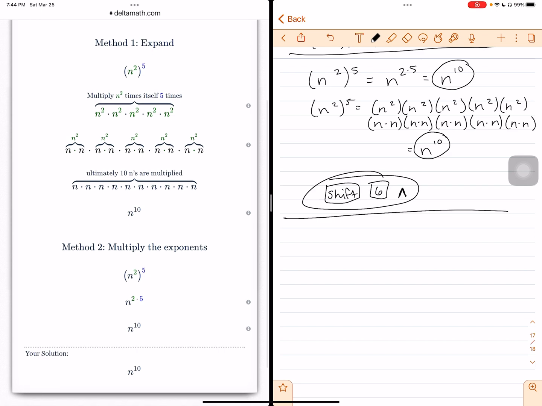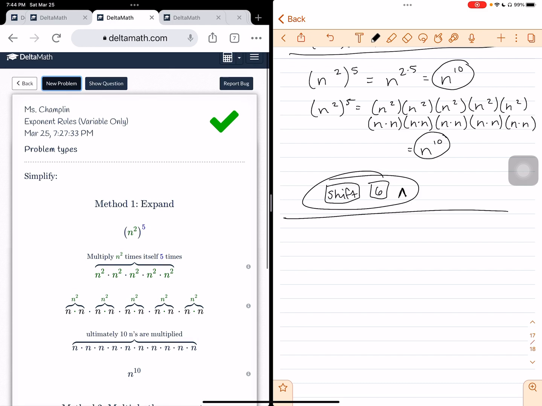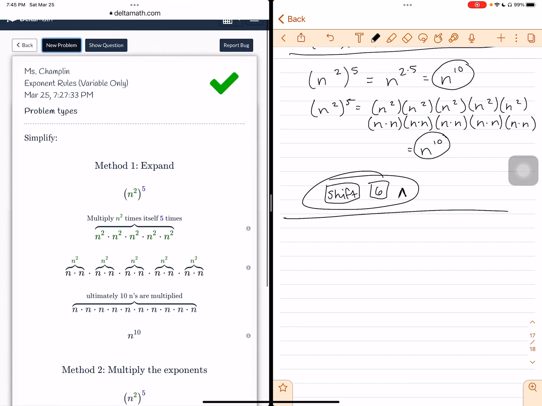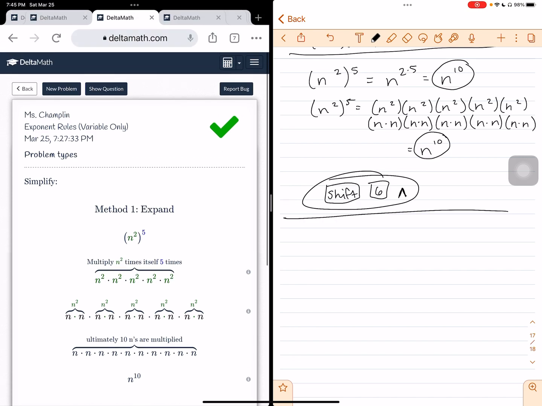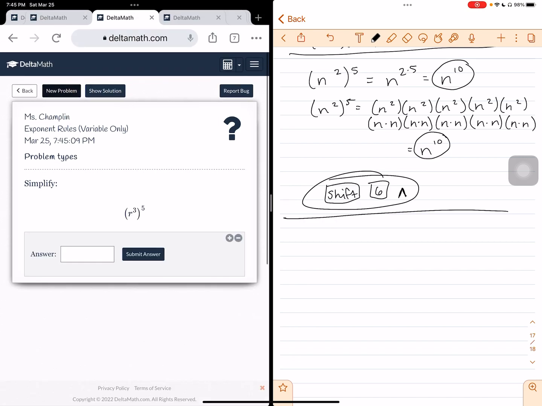Again, they show you both methods there. And make sure you guys are actually reading what they're saying here. Multiply n squared times itself 5 times. Those are the things I'm actually saying in the video.